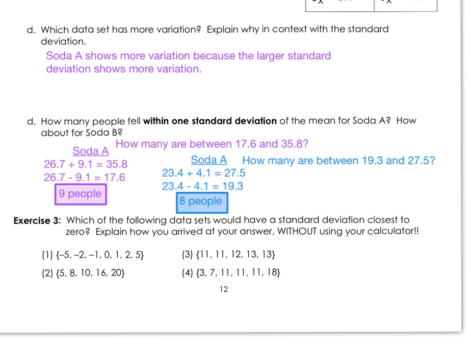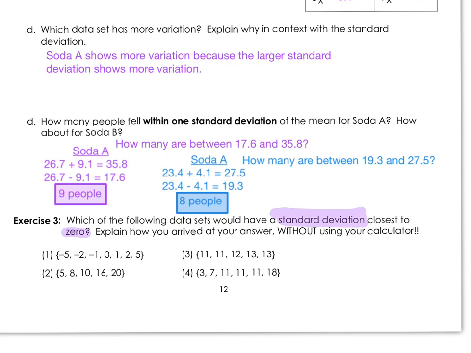Okay, exercise 3. Which of the following data sets would have a standard deviation closest to 0, and explain how you arrived at your answer without using your calculator? So we need to think to ourselves, well, if it had a standard deviation that was actually 0, that would mean that the data had no variation. Can you think of a data set that might have no variation? What would that mean? What would that look like? Pause and think that through.